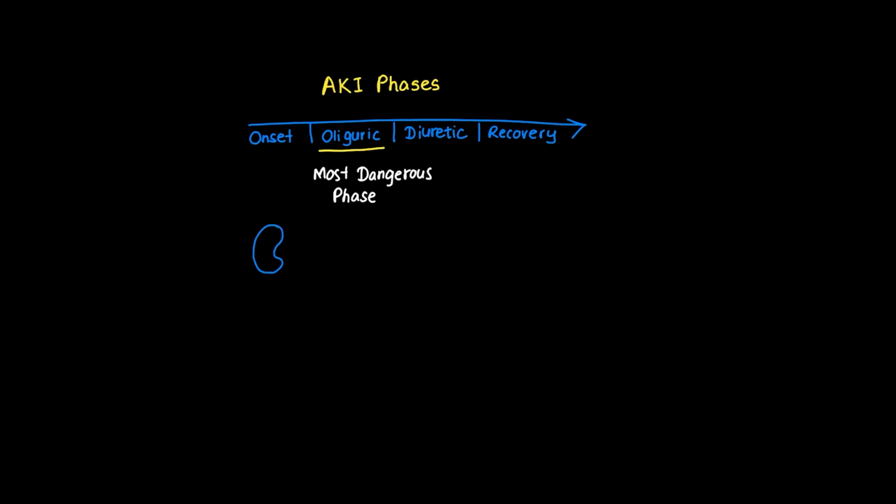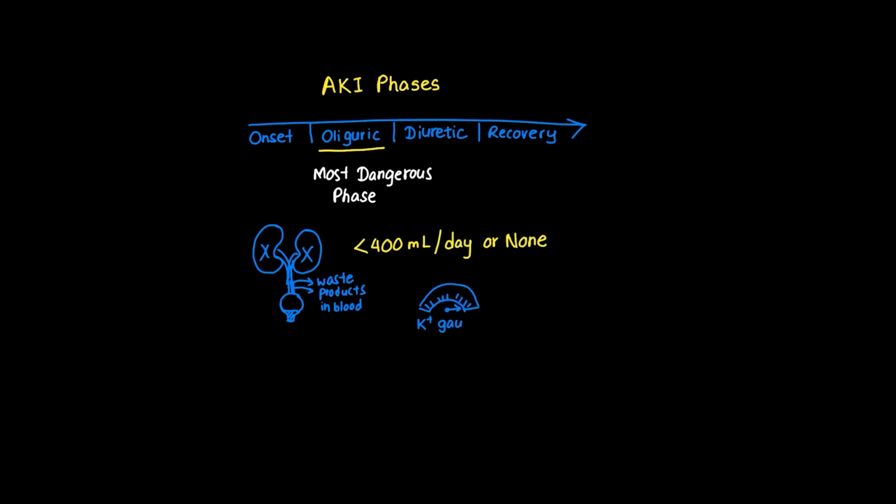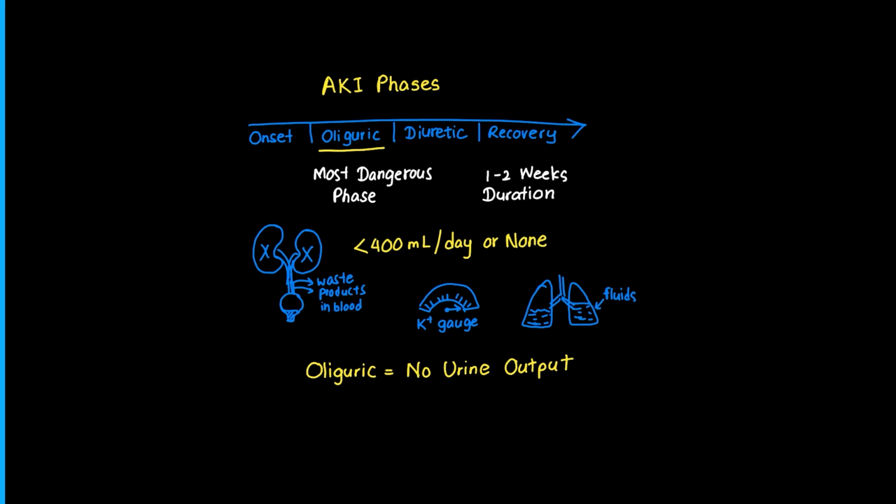Acute kidney injury phases help us understand where the patient is in their kidney failure journey. The oliguric phase is the most dangerous period following kidney injury. During this phase, the kidneys essentially shut down, producing less than 400 milliliters of urine daily, sometimes none at all. Waste products like creatinine and urea accumulate rapidly. Potassium builds to dangerous levels, threatening cardiac arrest. Fluid overload develops, causing pulmonary edema and hypertension. This phase typically lasts 1 to 2 weeks.